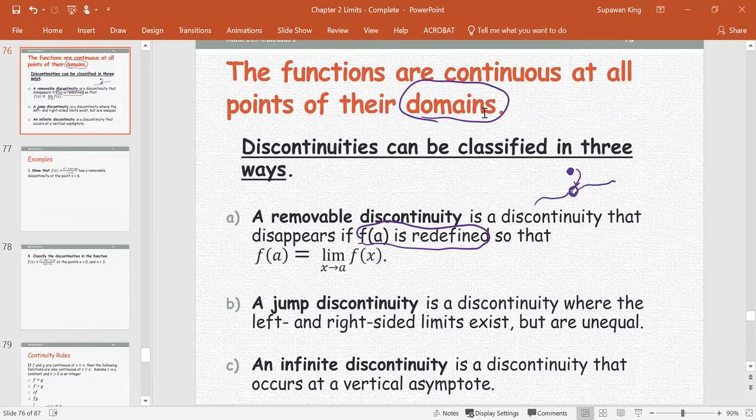The second case is called a jump discontinuity. In this case, the left-hand side limit is not the same as the right-hand side limit, and we cannot redefine it or make it a smooth curve. The last one is the case where we have the vertical asymptote and the function value approaching this vertical asymptote. And again, these two graphs cannot be connected. And this one is called infinite discontinuity.